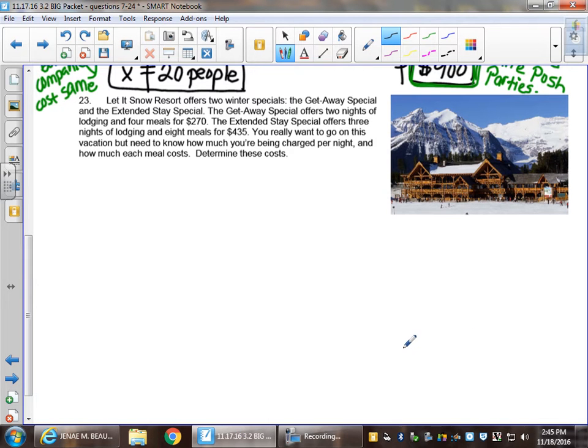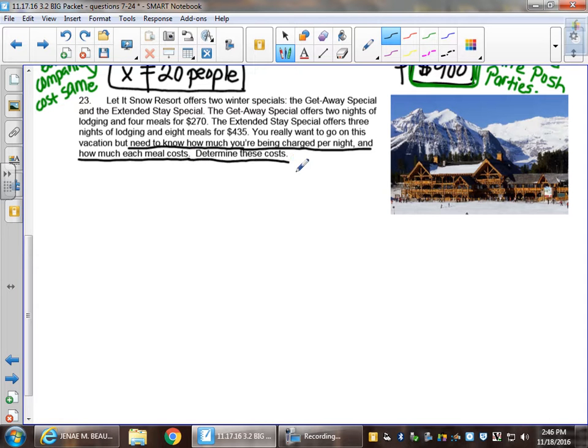Let's talk about our last two questions in the real world workshop. Number 23. Let It Snow Resort offers two winter specials, the Getaway Special and the Extended Stay Special. The Getaway Special offers 2 nights of lodging and 4 meals for $270. The Extended Stay Special offers 3 nights of lodging and 8 meals for $435. You really want to go on this vacation, but need to know how much you're being charged per night and how much each meal costs.